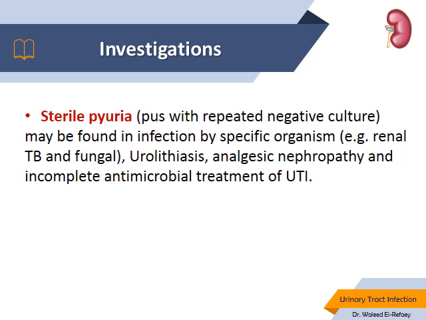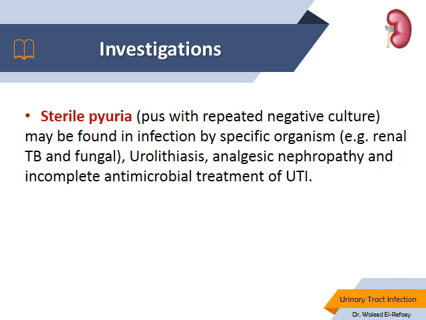Investigations also for diagnosis of urinary tract infection, I should know the term sterile pyuria. What is meant by sterile pyuria? It means pus with repeated negative culture. So there is pus in urine analysis, the pus cells, white blood cells, but when I do a urine culture, it will be negative for any organism, and I cannot define an organism in this culture.